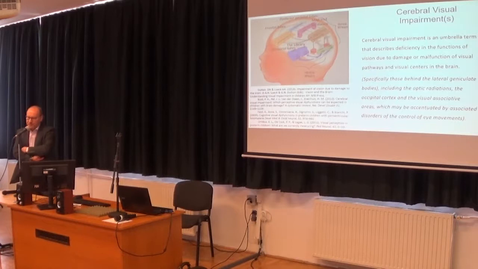The occipital cortex and visual associative areas, which may be associated with disorders of control of eye movements, such as nystagmus. Simply, we may consider nystagmus as a sign of CVI as well. Nystagmus is a brain condition, not an ocular condition.